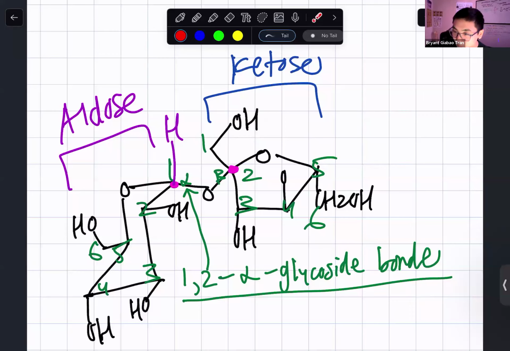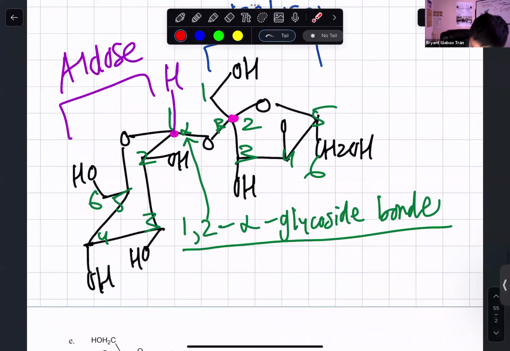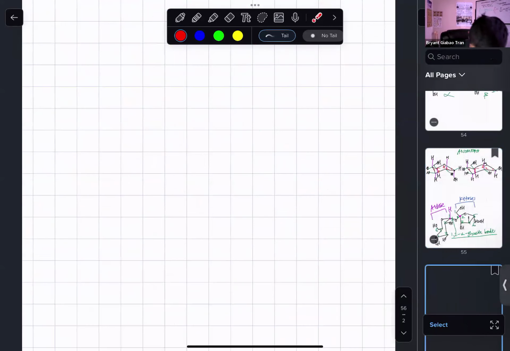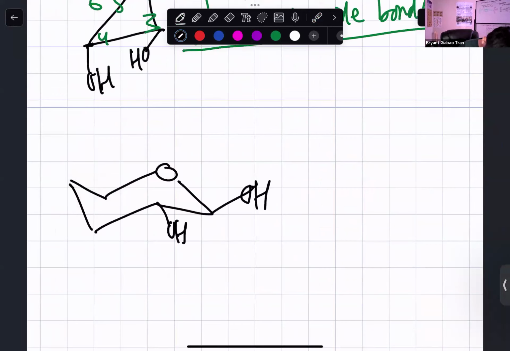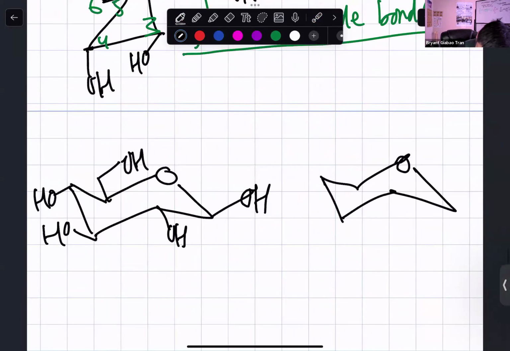Okay. If it was a ketopyranose and an aldose, how would you tell the difference? So to tell the difference between a ketopyranose and an aldose, for an aldose, if you close the ring, you're going to have this right here. Right, something like this. If you close a ketose and make a pyranose, you're going to have something like this.